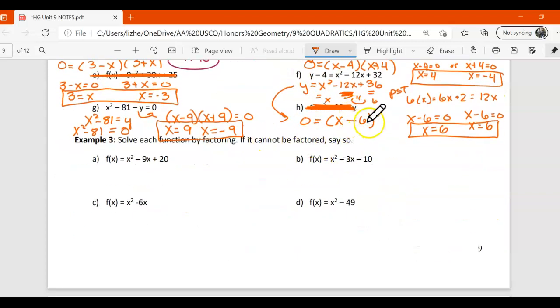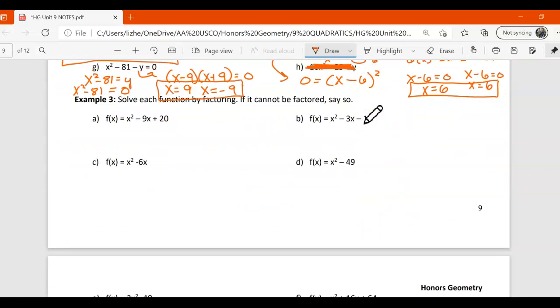So we have a few more problems. Notice in example 3, it says, if it cannot be factored, say so. So sometimes you won't be able to factor.